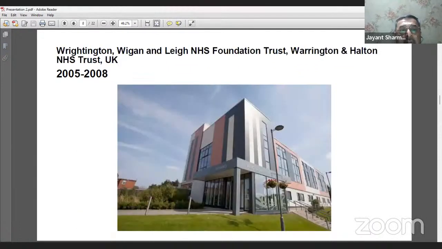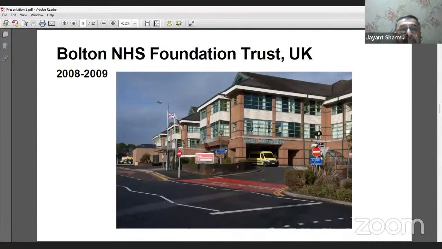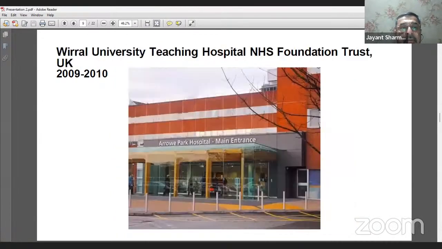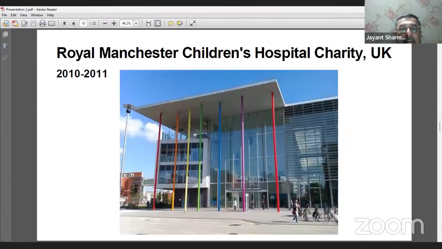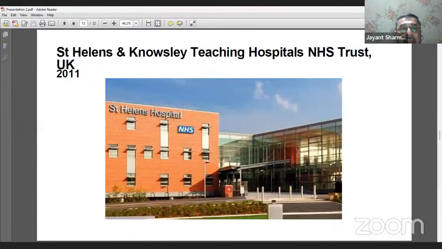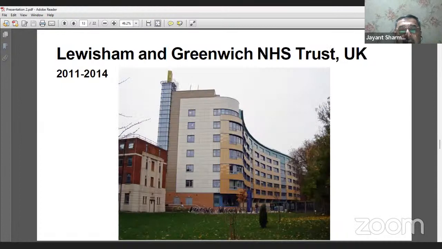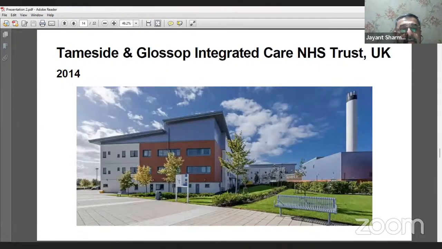Then he went back to UK for his trials with Riddingtons and Harton NHS Trust Hospital, followed by Bolton NHS Foundation Trust and Royal Manchester Children's Hospital for Charity, St. Helens, a lot of overseas experience.